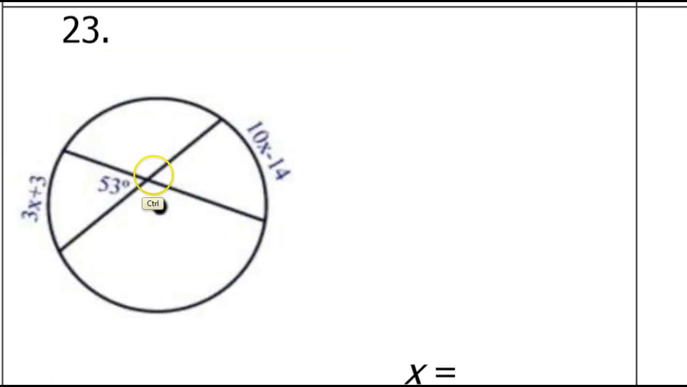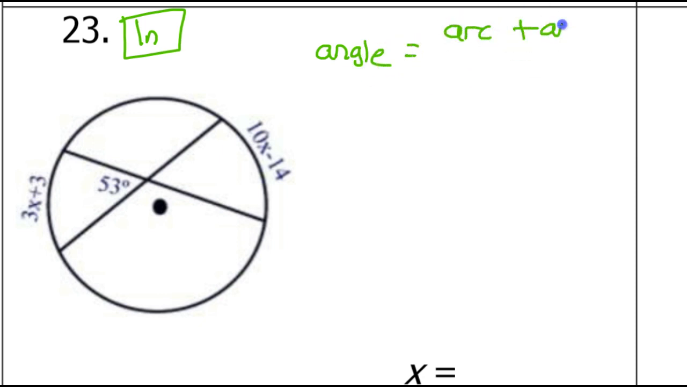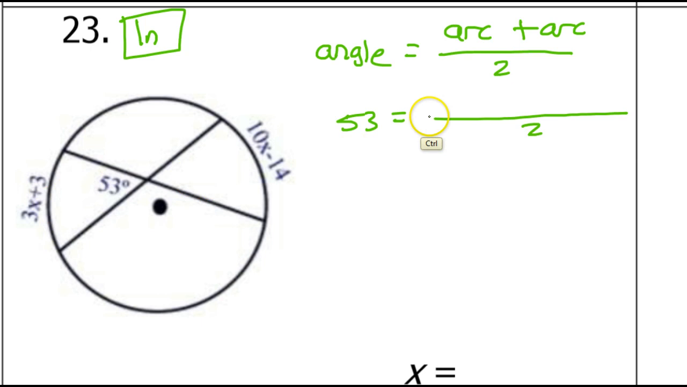Any questions about number 22? So looking at number 23, this angle is at the center. I mean, that's false. This angle is not at the center. It is randomly inside the circle. So that means we're using the formula where the angle is equal to arc plus arc divided by 2. All right, this time they gave us the angle, so this won't be x. We'll have to say 53 is equal to arc plus arc divided by 2. Now these two arcs are expressions. That's okay. So I have 3x plus 3 plus 10x minus 14.